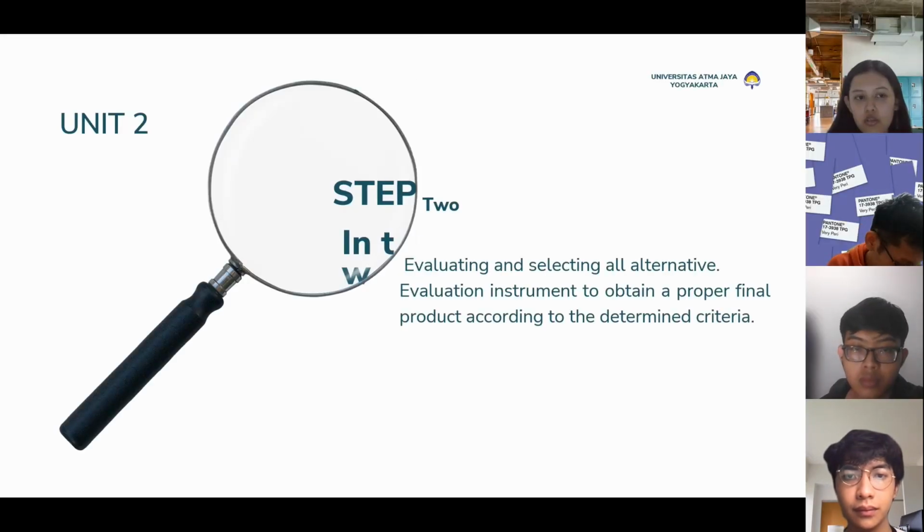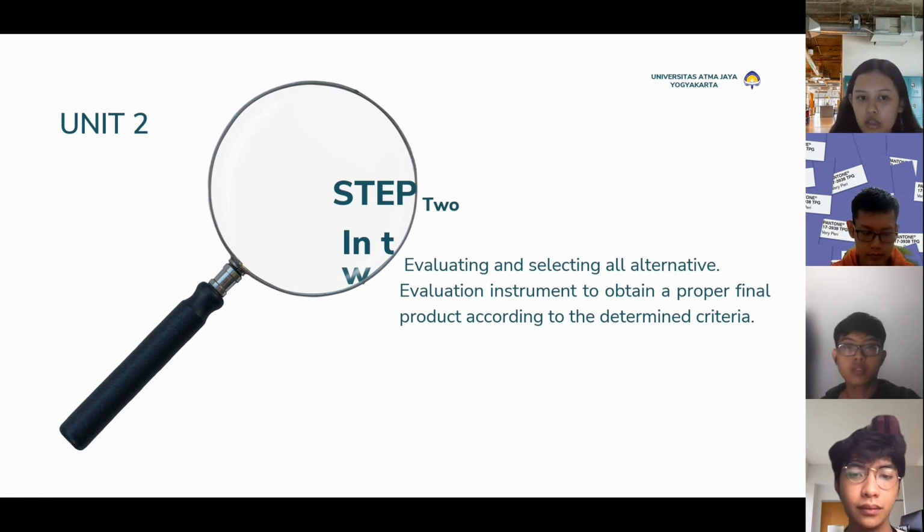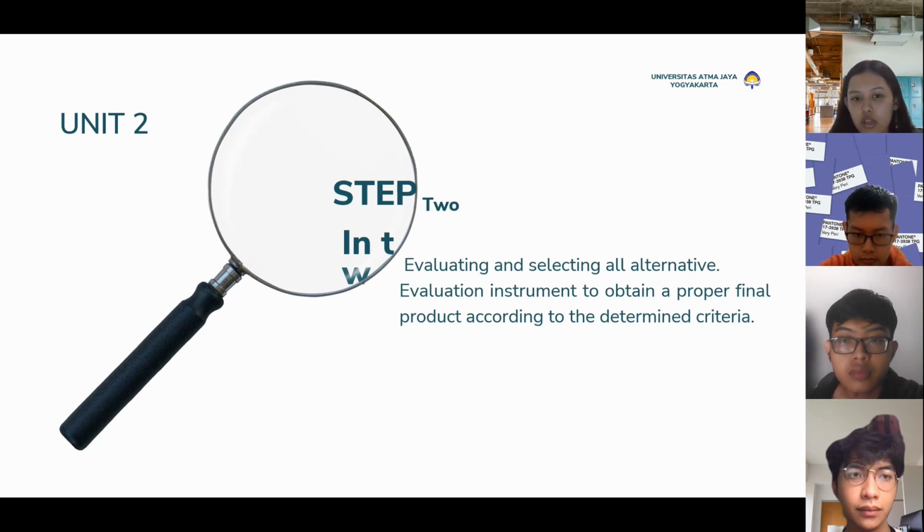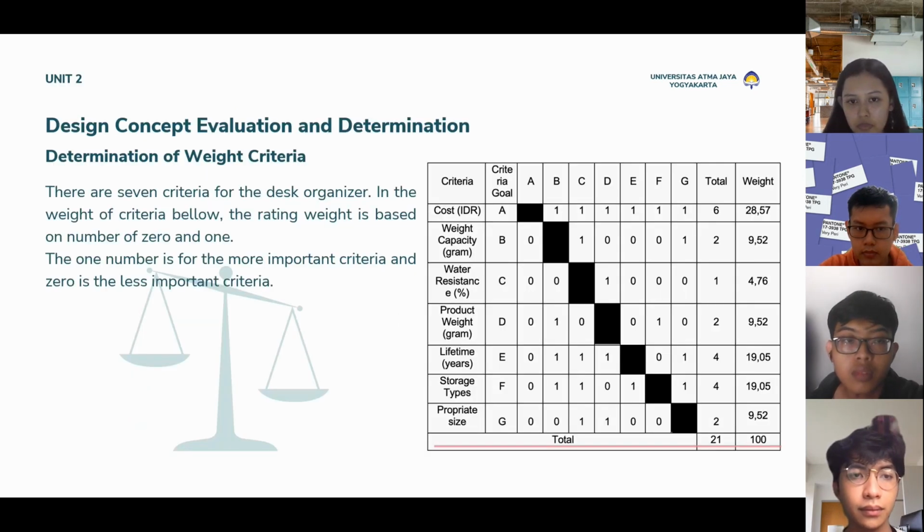And I'm going to explain and talk about Unit 2. In Unit 2, the result from the previous step will be evaluated and selected in order to get the final design. The alternatives that resulted from step 2 went through a certain evaluation instrument to obtain the proper final product according to certain criteria. Next, please. Then this is the design concept evaluation and determination.